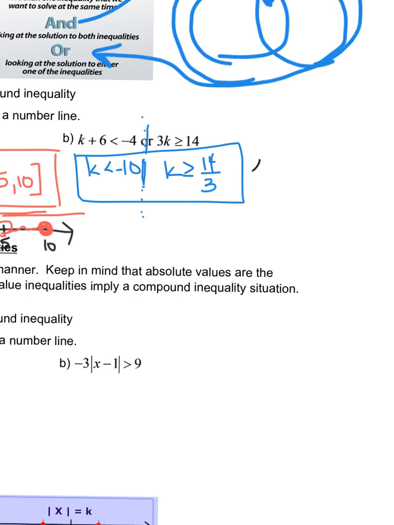Graphically, all right, I know negative 10 is over here. I'm going to put 0 in the middle. 14 thirds, if you think about it, is almost 5. Okay, so if I was just to approximate this, less than or equal to negative 10, and then it would be right about there, and greater than or equal to means a closed circle, sorry, not an open circle.